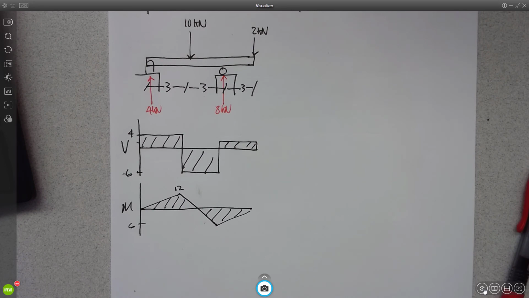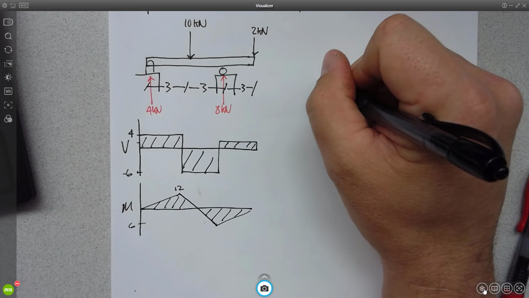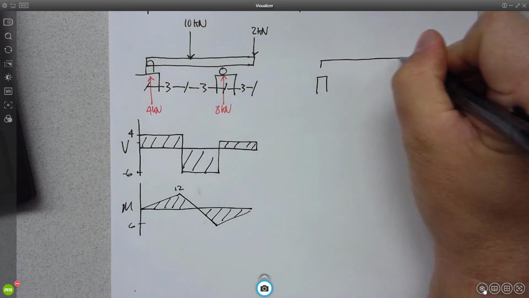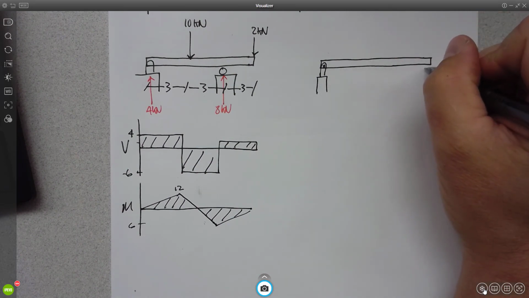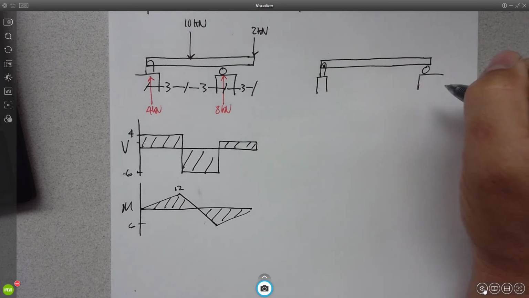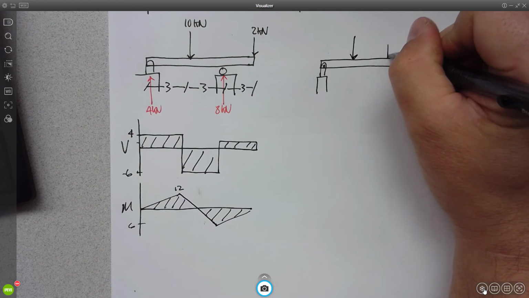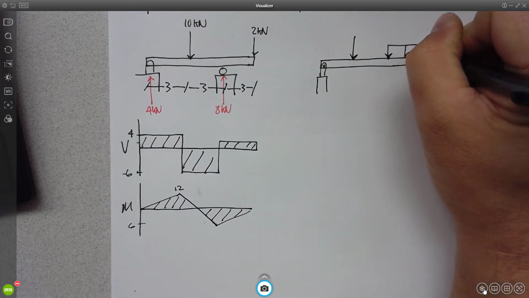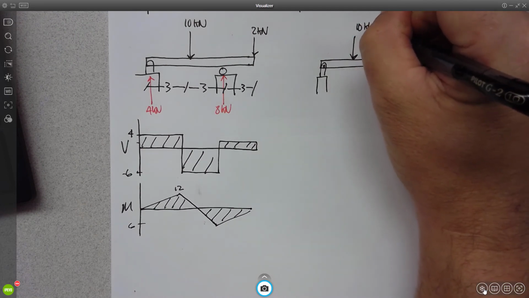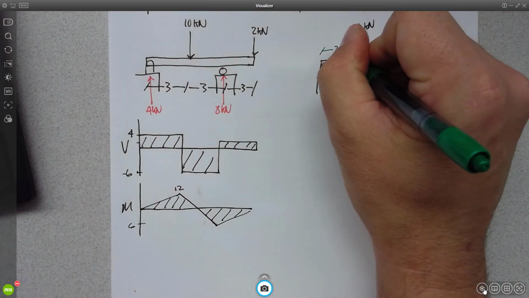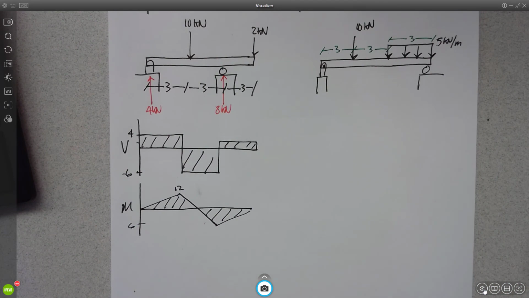What's that? You love this method? But wait, there's more. Okay? Go ahead and find me the reactions for this bad boy.